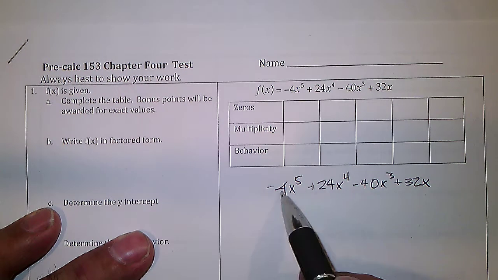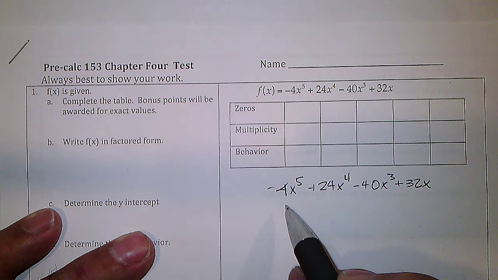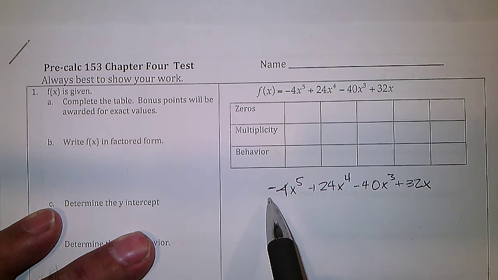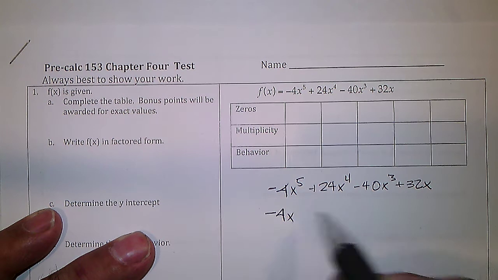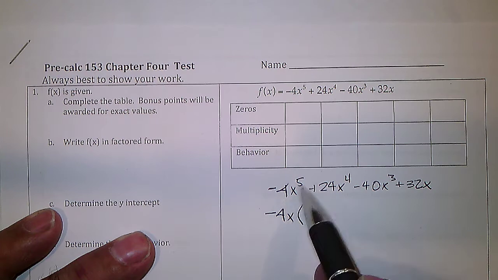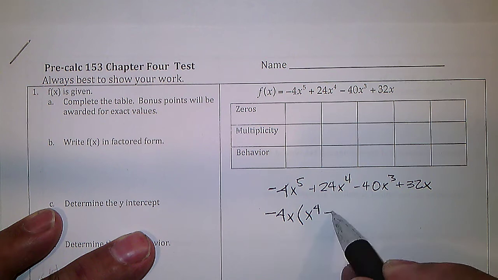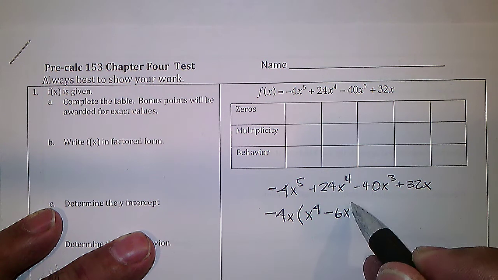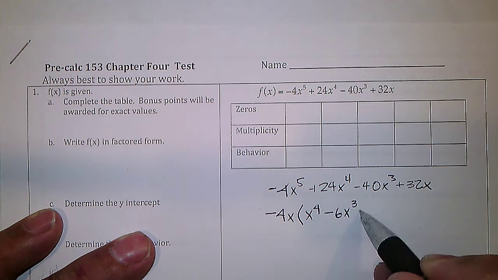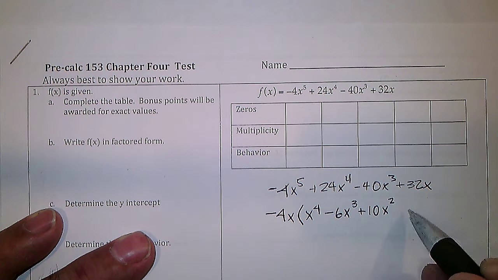as well as I think at least 2, maybe 4. Yeah, 4 goes into all of them. So, and I might as well take out the minus. So I'm going to take out a negative 4x and look at what I have left. That would be x to the 4th minus 6x to the 3rd plus 10x squared minus 8.